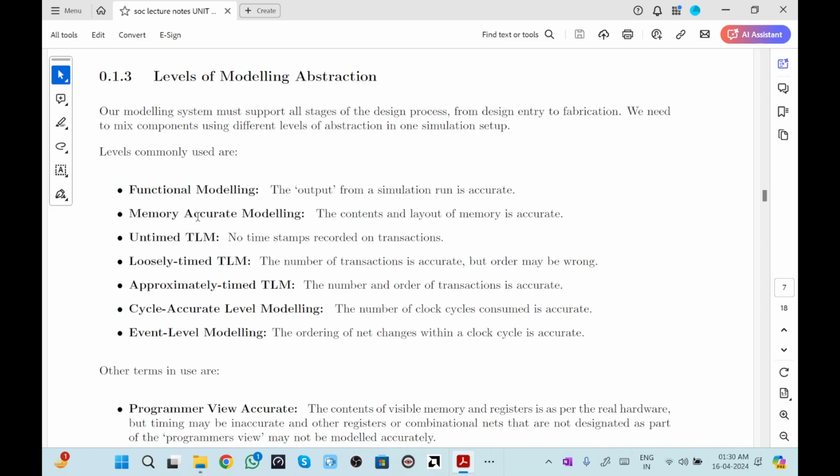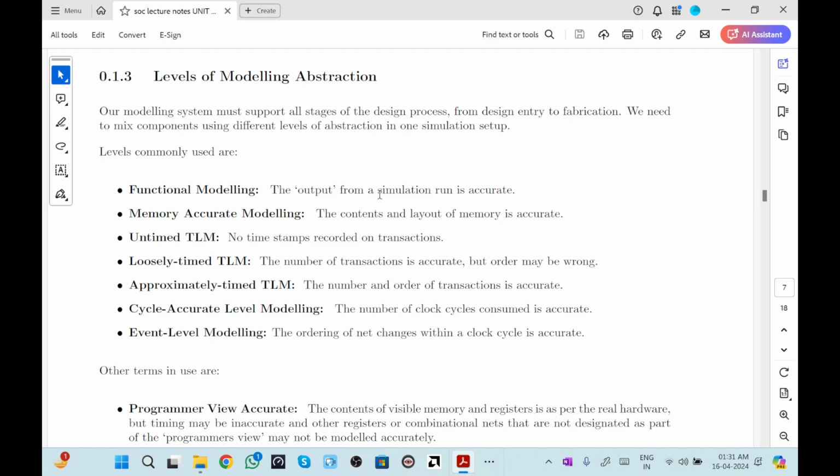There is functional modeling, where the output of the simulation runs in an accurate way. That's how we check whether the fabrication we have made after completing the RTL code, which needs to be generated on the PCB and converted to ICs or logic, is working. We have to check whether the functionality of the modeling is working or not, so there we check the output behavior.